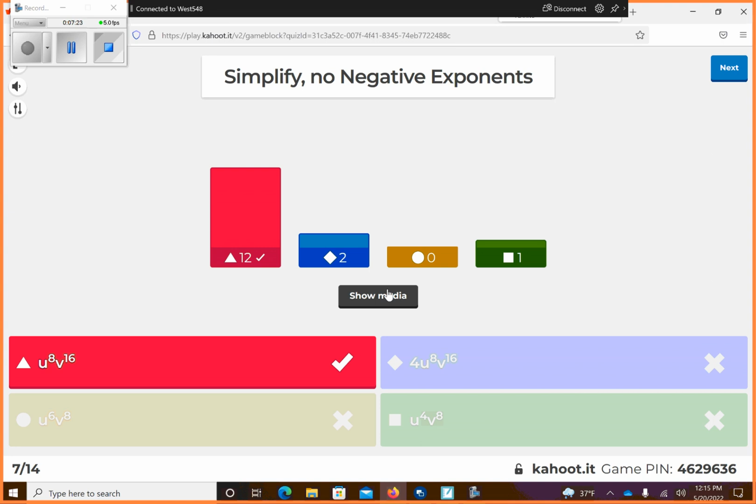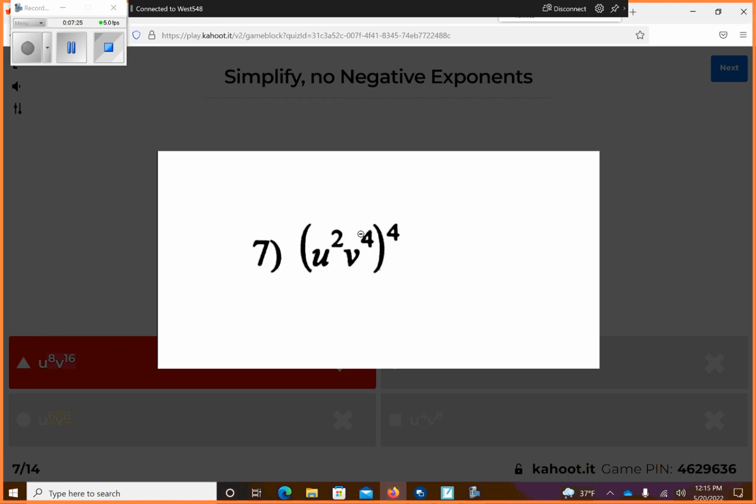So remember on this one, multiplying the exponents, u squared to the 4th is u to the 8th. You're multiplying 2 times 4. V to the 4th to the 4th is v to the 16th.